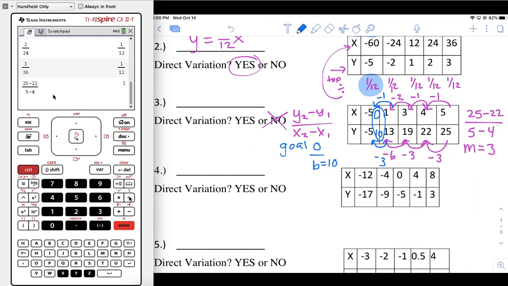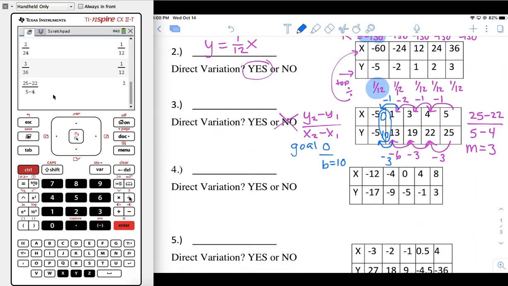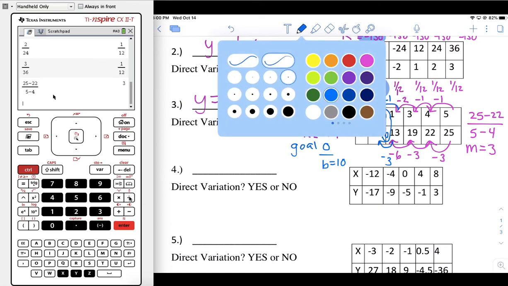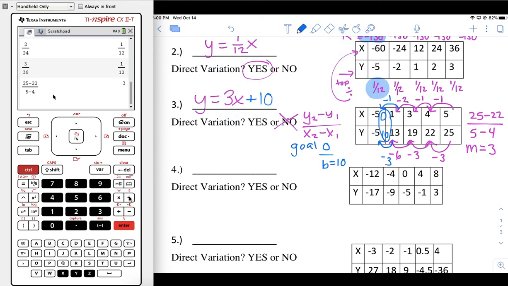So let's put that together in an equation. My equation then is y equals mx, so my m is a 3x, and then I found my b as a 10, so 3x plus 10.